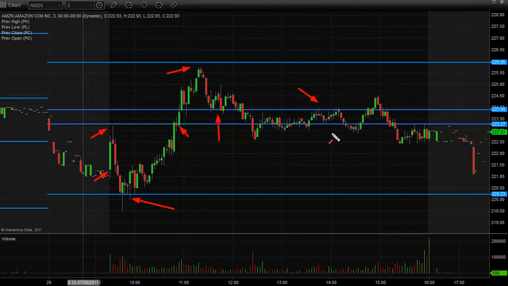We have resistance here. So these lines are a useful tool to identify support and resistance. That's their primary purpose on a chart. And they'll give you higher probability, lower risk entries, as well as target areas for your trades.